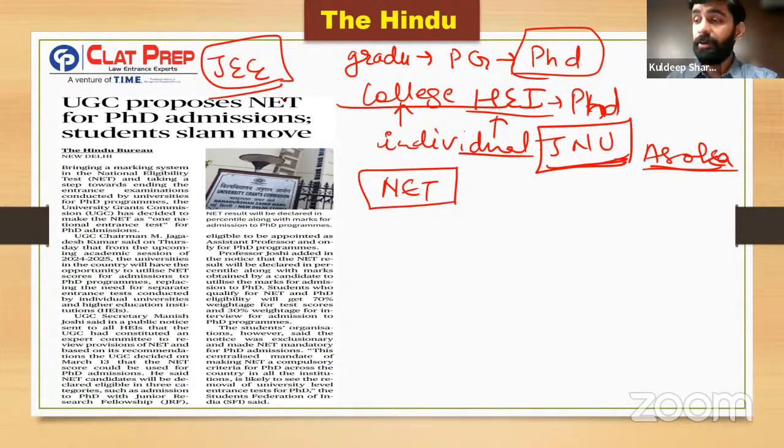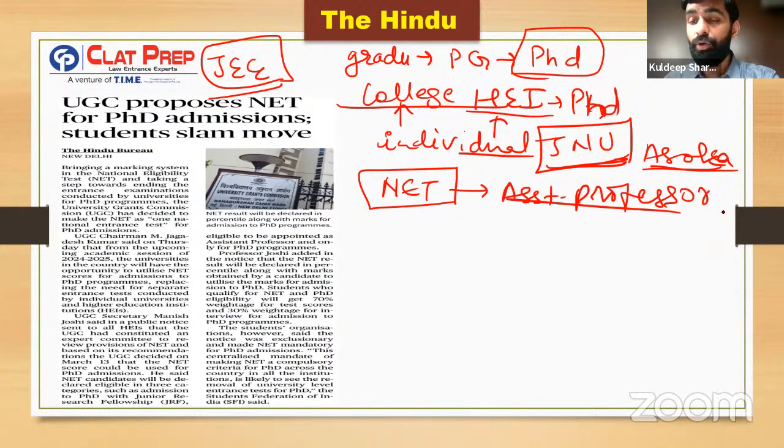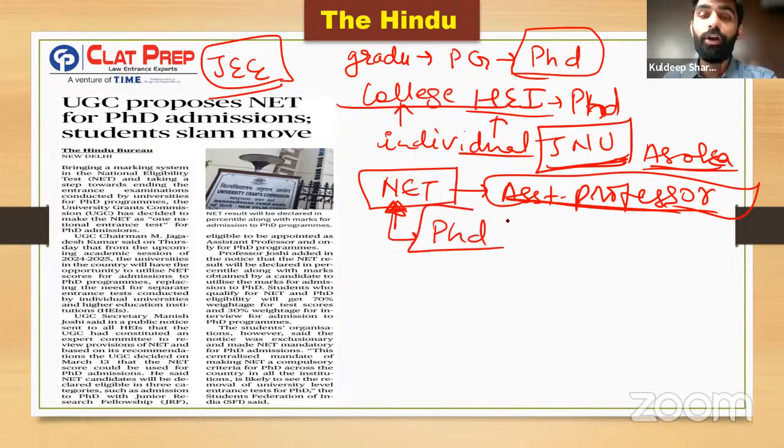Similarly, the National Eligibility Test is an exam you give if you want to become an assistant professor in a university. If you want to become a lecturer at the level of assistant professor in a university or a college in India, then you have to clear this NET exam. And now what the UGC has proposed is that we are going to use the same NET qualification as a marker if you want to get admission into a PhD. Different colleges can use this NET score and decide their cutoff on the basis of the NET score to finally give you admission in a PhD course.